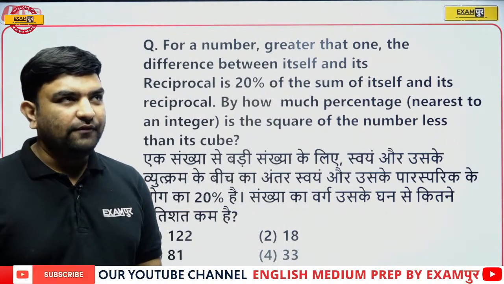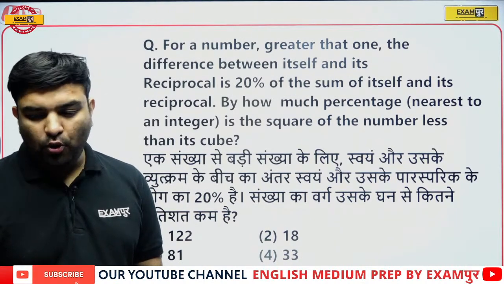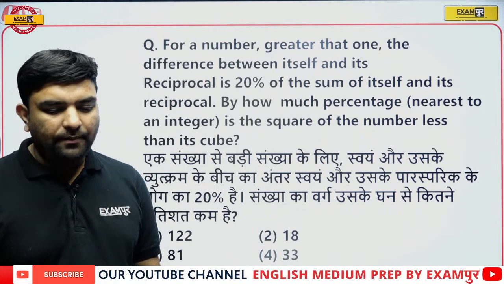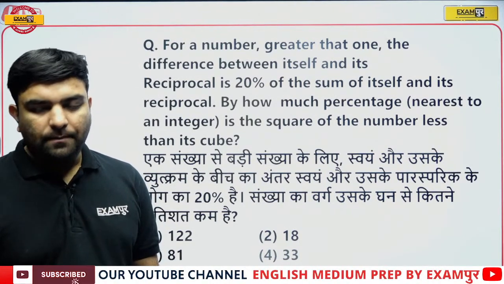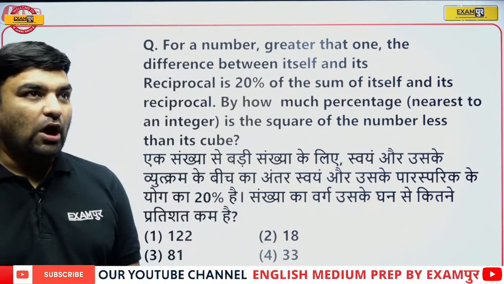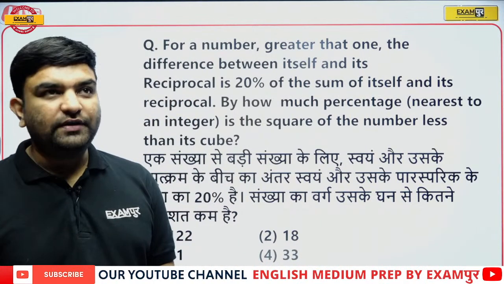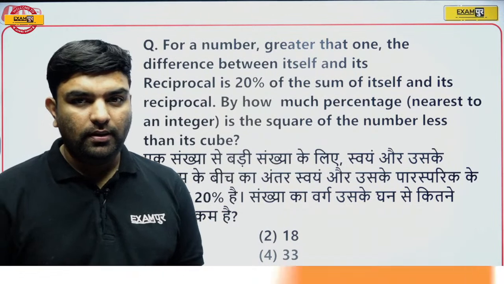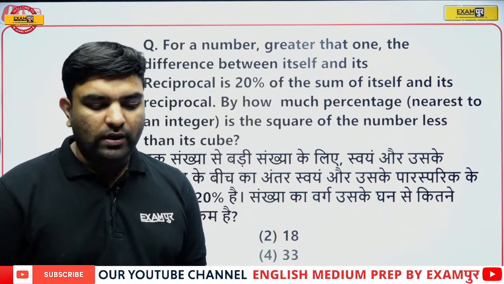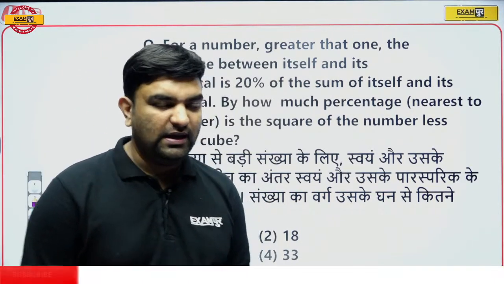For a number greater than 1, the difference between itself and its reciprocal is 20% of the sum of the number and its reciprocal. By how much percentage, nearest to an integer, is the square of the number less than its cube? Looking exactly the same as the previous one, and even a better one.